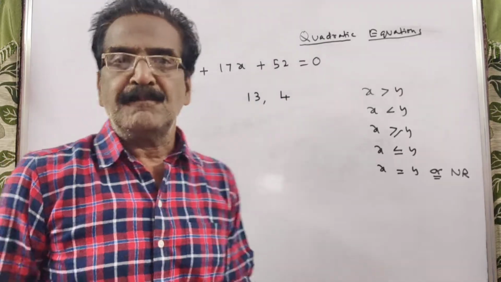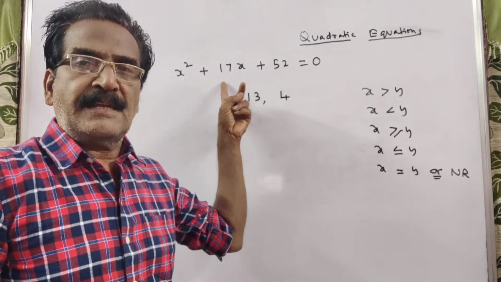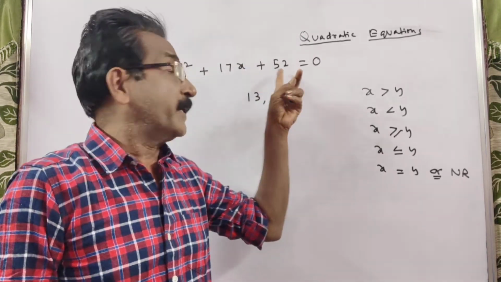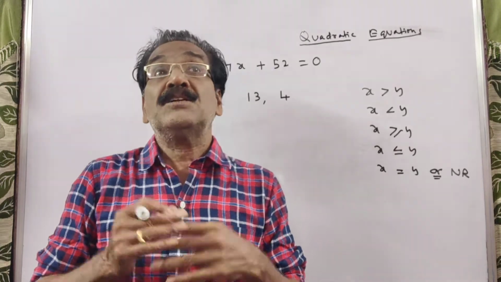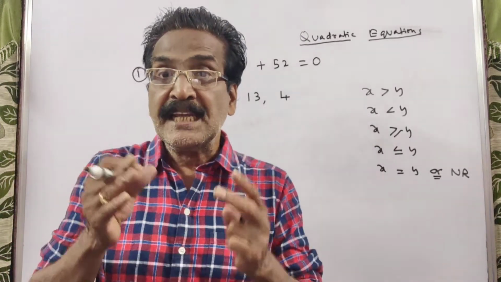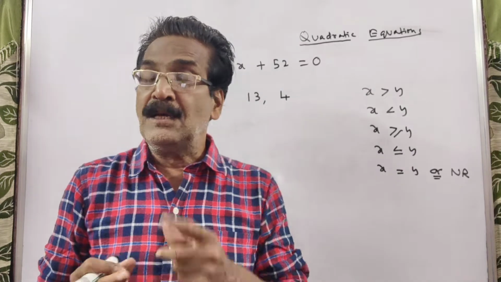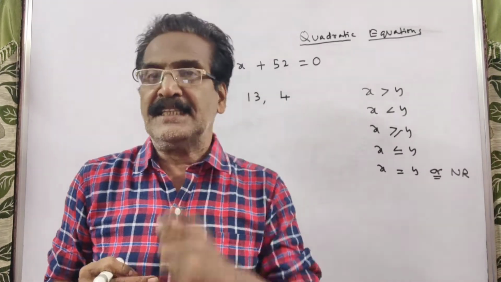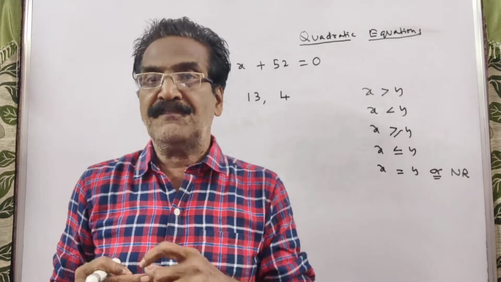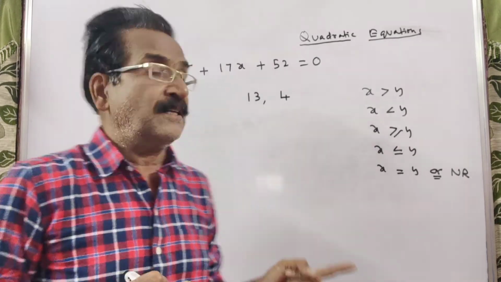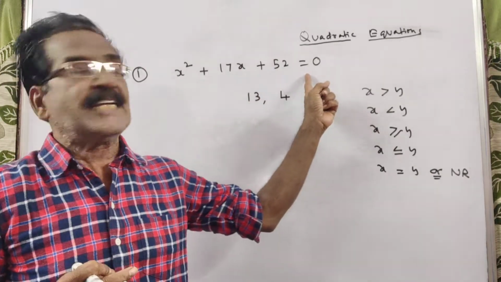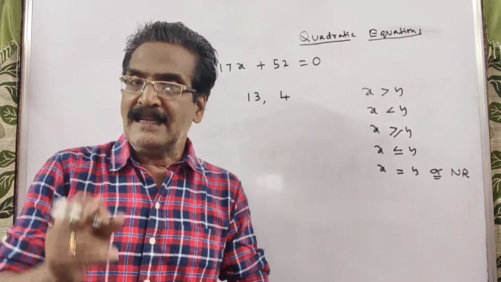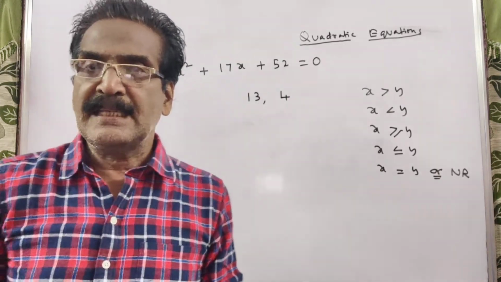This is the first thing. Sum 17, product 52. So you have to look at the product 52 and think what the factors of 52 are, in which table we get 52. Normally we get 52 in the 13th table. So 13 fours are 52, 13 plus 4 is 17. So the roots of this quadratic equation are numerically 13 comma 4, and then go for the sign.